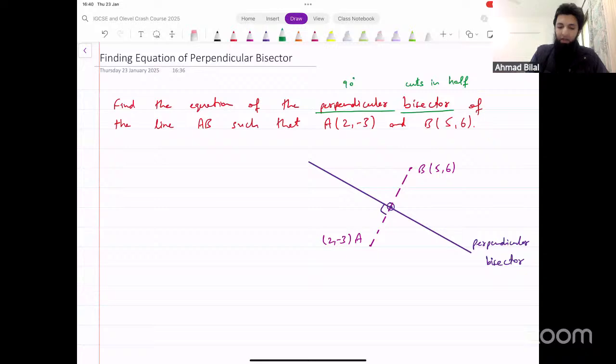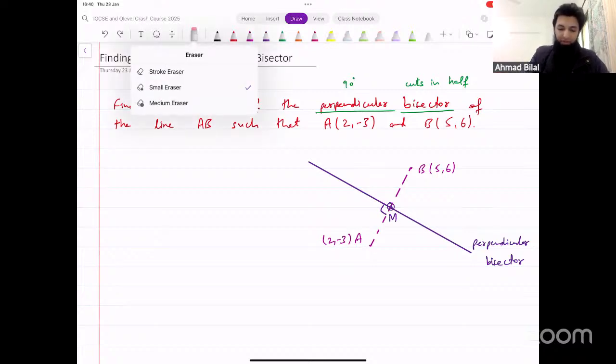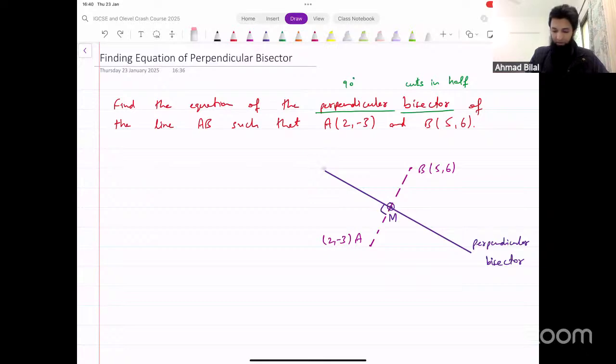Now, do we have a point on the line? No. Do we have the gradient of the line? No. Both of these things are not known for now. Can we find both of those things? Well, think about it. Since the perpendicular bisector has to pass through the midpoint of AB, this midpoint, let's call this point M, it will lie on the perpendicular bisector. So we can find the coordinates of the point M first. We can start by finding the coordinates of the point M.